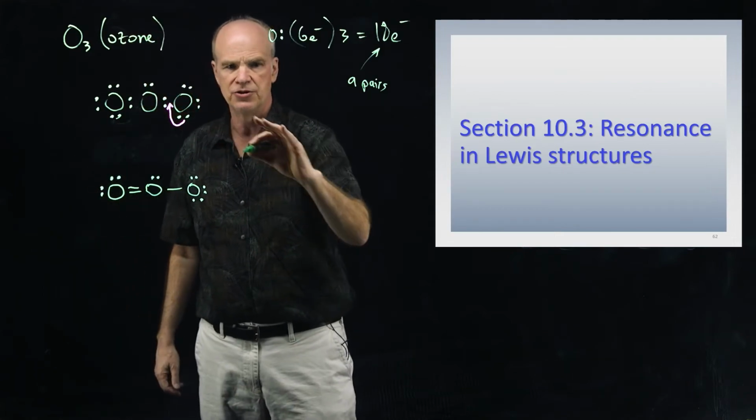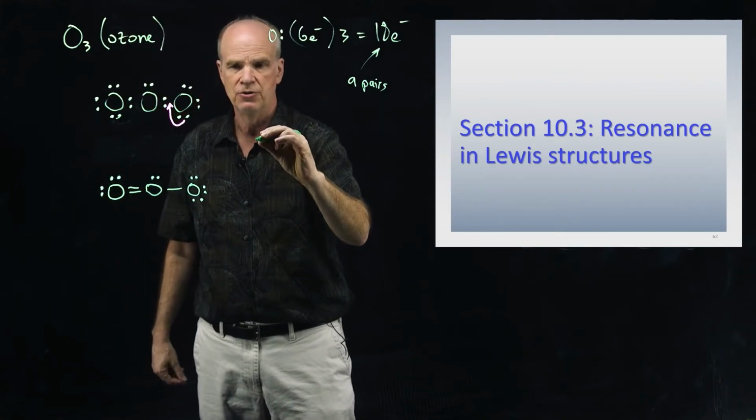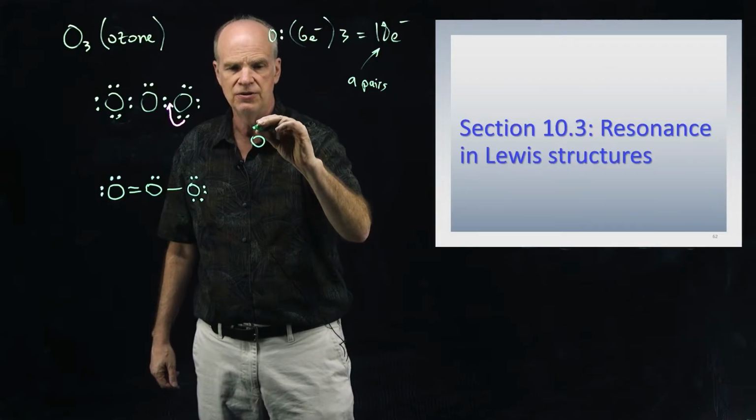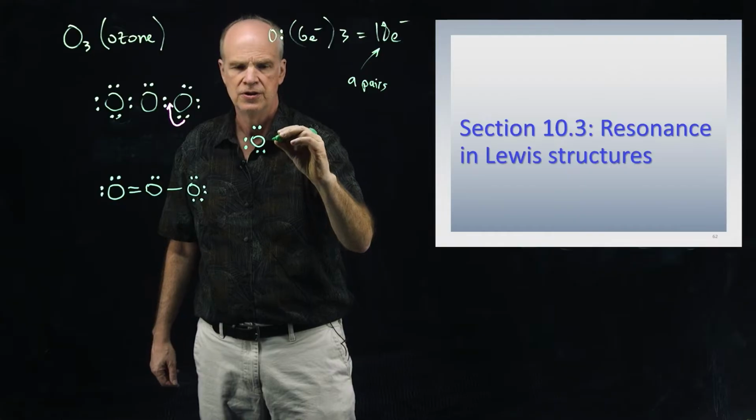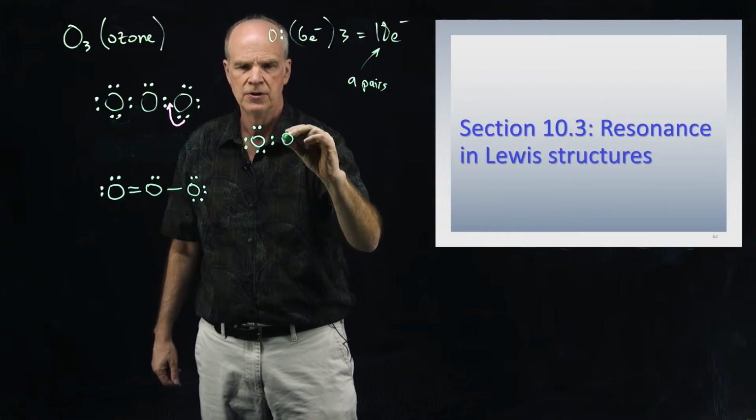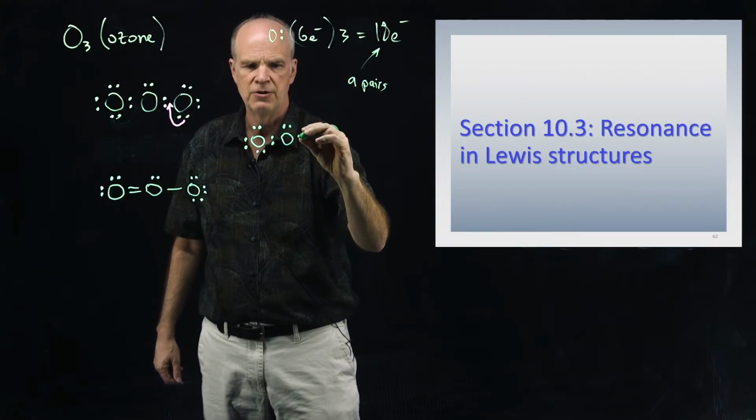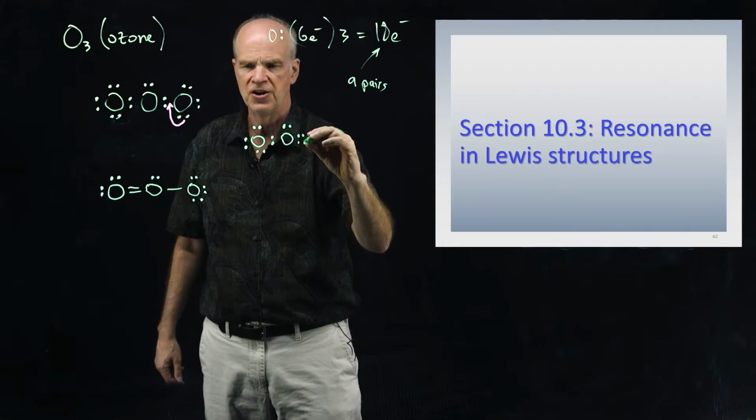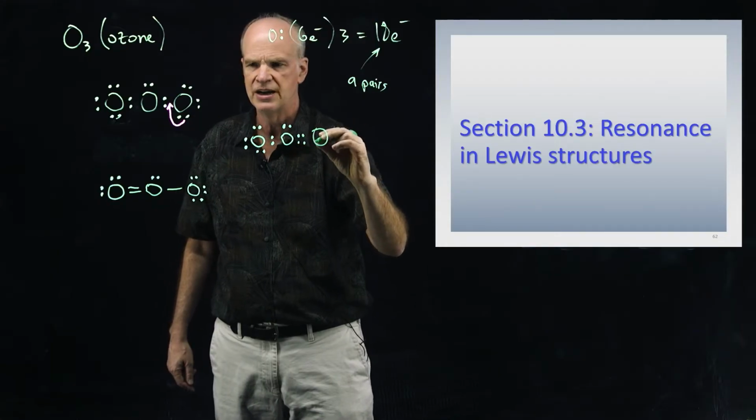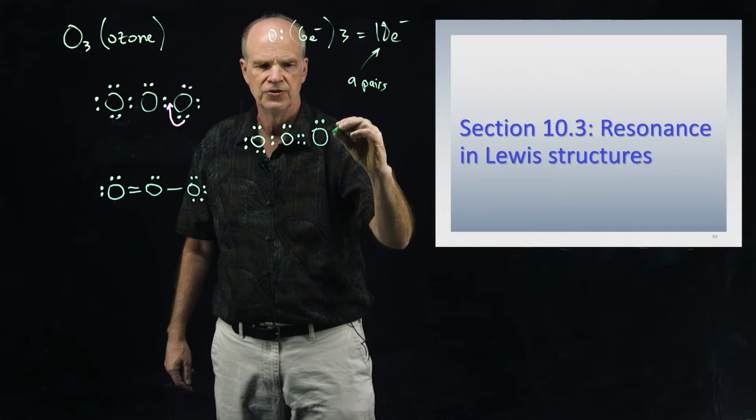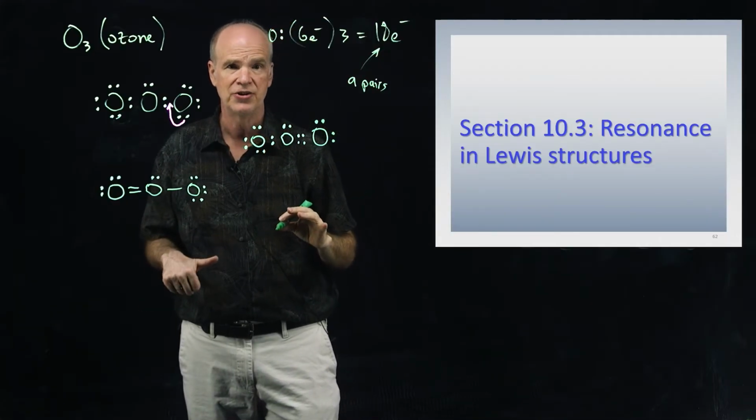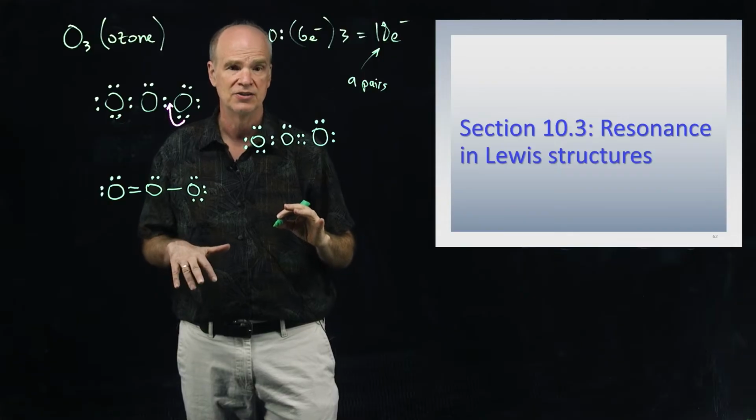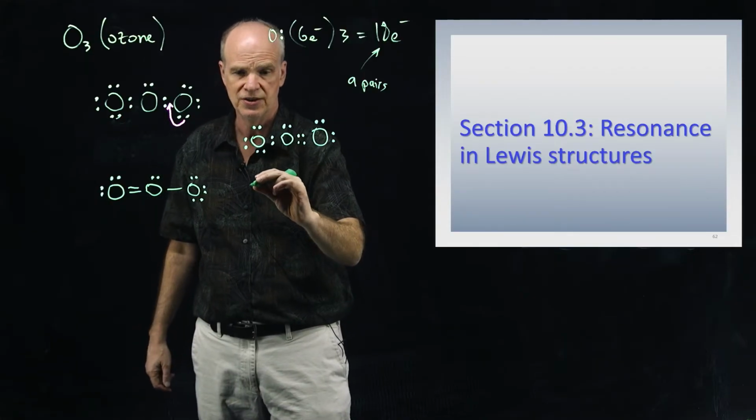So this time I'm going to write this over here. What we have now is this. Now we have two shared pairs of electrons between the middle oxygen and the right oxygen. So this looks good, and it looks like all the oxygen atoms have octets. So I'll finish the Lewis structure by drawing lines for shared pairs, so it will look like this.